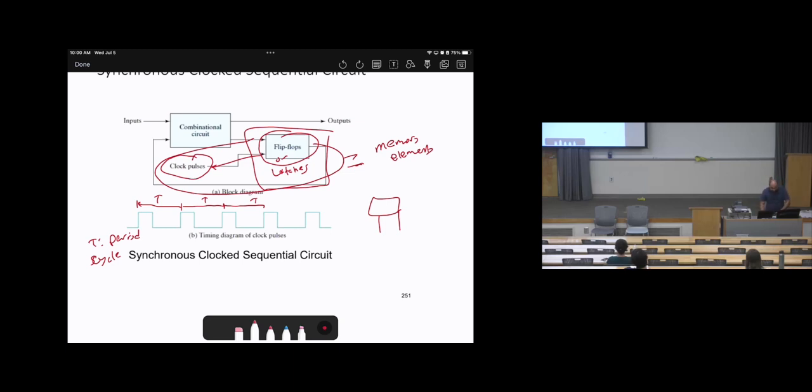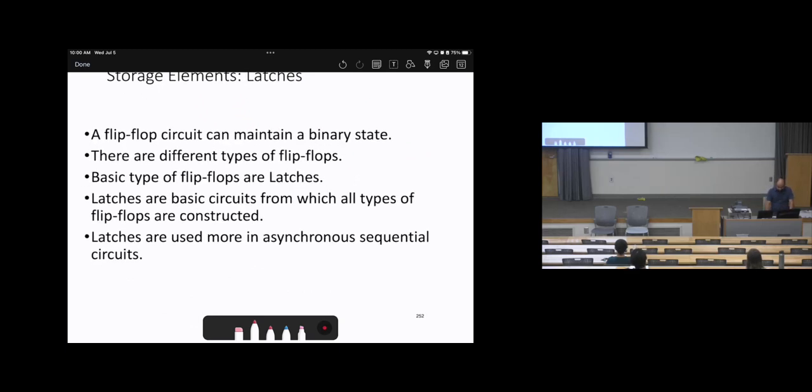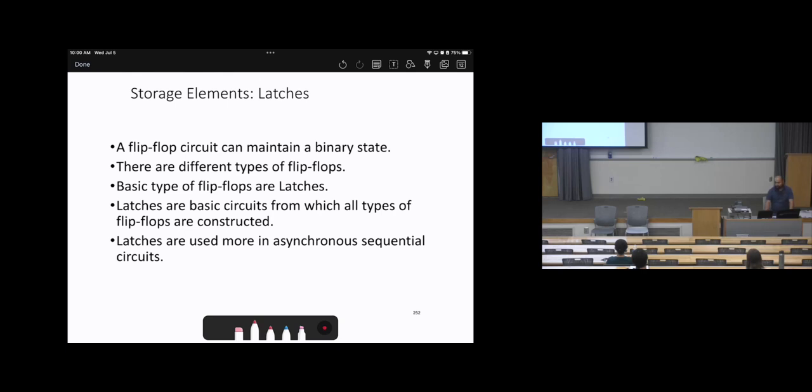Now, how to make the storage elements using latches. We have flip-flop circuits, so sometimes some people say latches are part of flip-flops. But I disagree with this, even though here it's written in the notes. I agree that storage elements can be either latches or flip-flops.